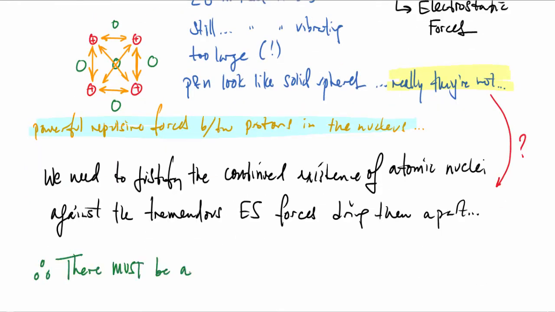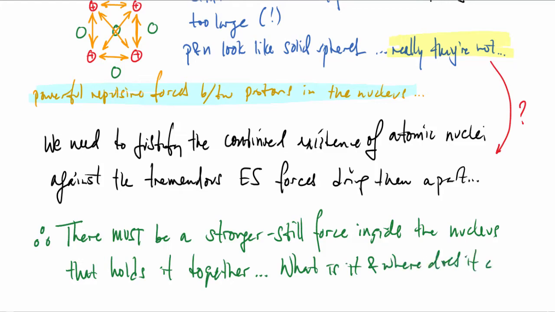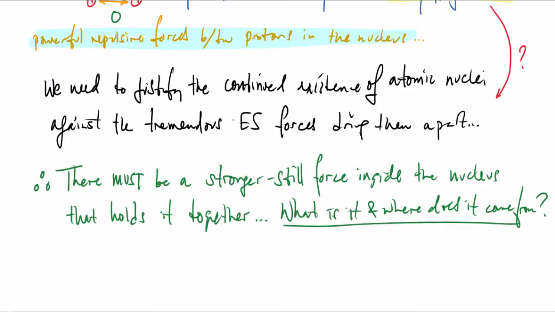So if we look in there, you're going to see there must be some kind of stronger still force inside the nucleus holding it together. And our question for today has to be, what is the force and where does it come from? I'm going to suggest we look inside the neutrons and protons and try and discover the origin of this powerful force inside there. So here we are, let's look inside the neutrons and the protons.